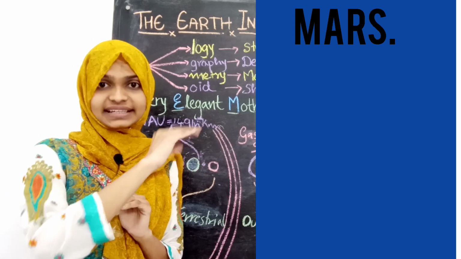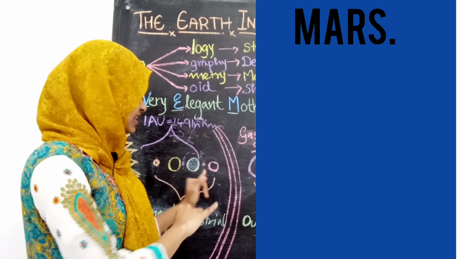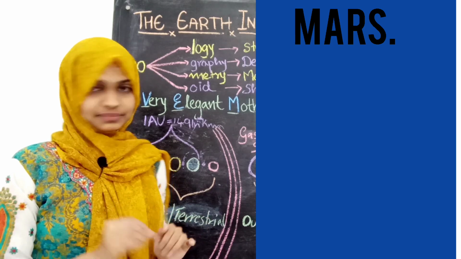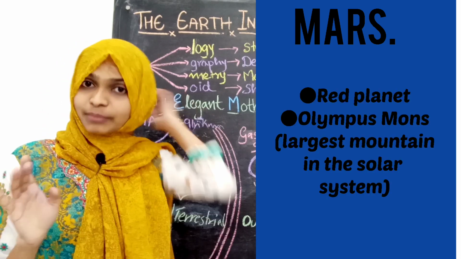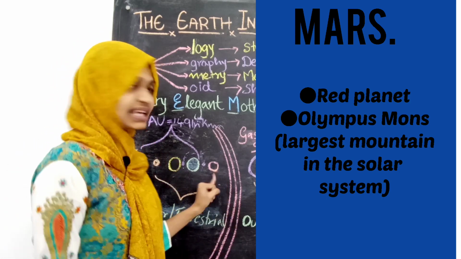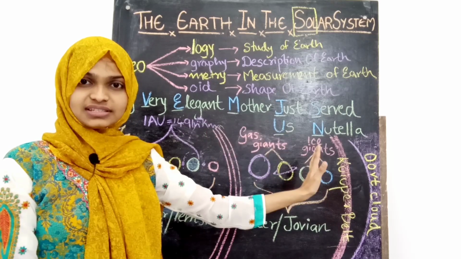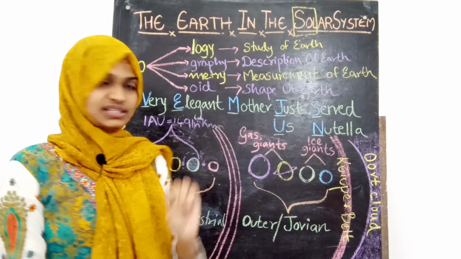So, it is red in color. It has a reddish oxide of iron, so it is known as the red planet. Now, the largest mountain in the solar system is Olympus Mons, which is on Mars. So, Mars has the largest mountain in the entire solar system, which is Olympus Mons.